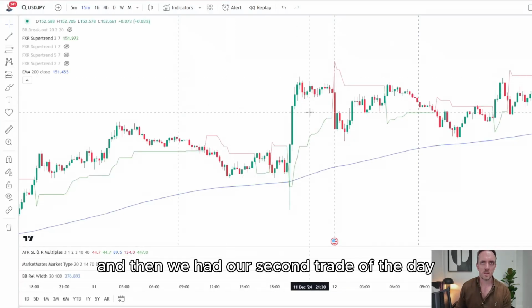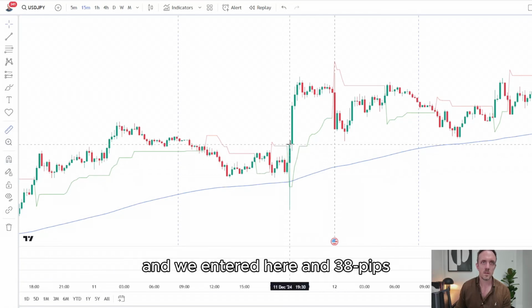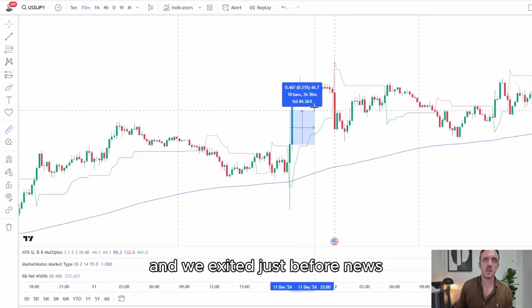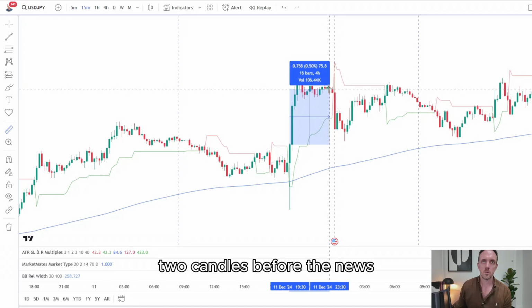And then we had our second trade of the day. And we entered here. And 38 pips. And we exited just before news, say 2 candles before the news. 75 pips.